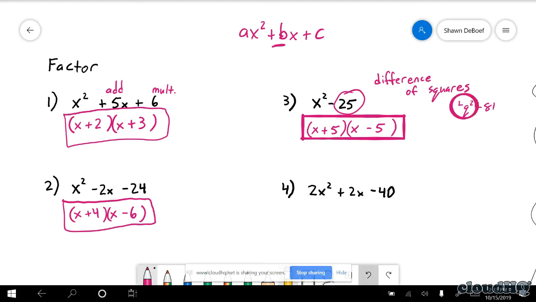Oops, what happened to my 4? There we go, sorry. Got rid of my line. 4q squared is a perfect square and 81 is a perfect square. So it does factor.